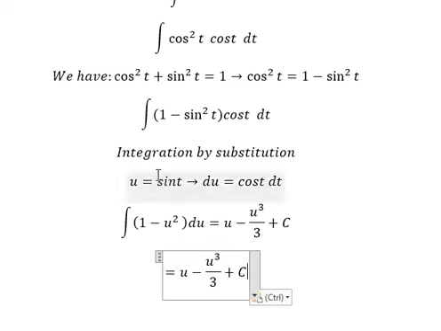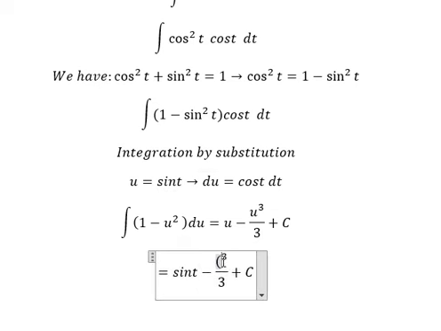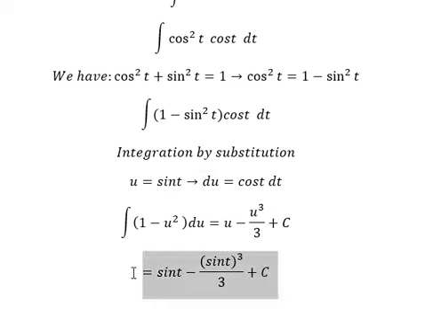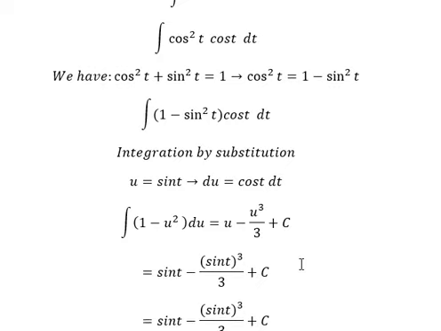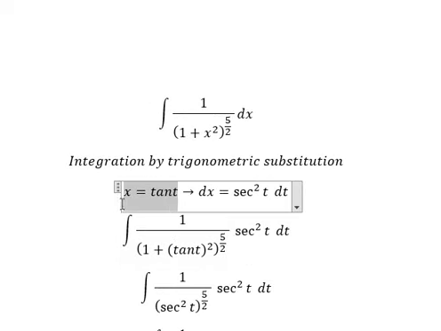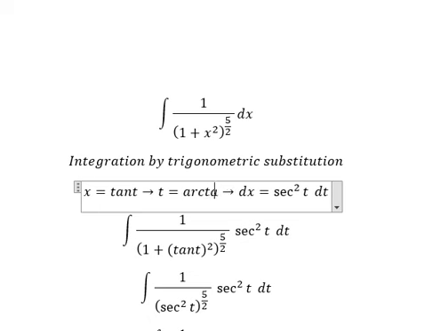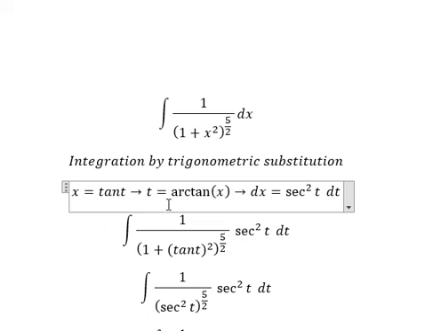About u, that is sine t. About t, that is this one. So we have t equal to arctan of x. So I will substitute this in for t.